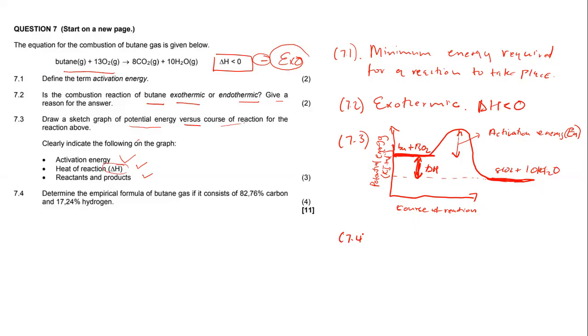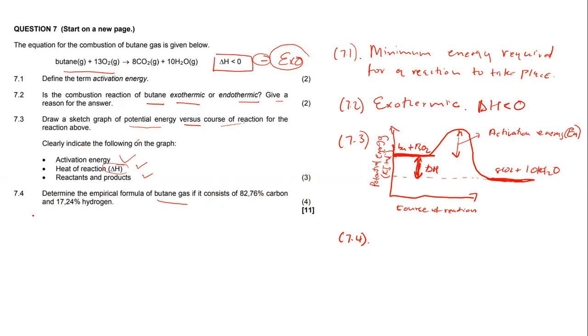Last question, 7.4. It says to us, determine the empirical formula of butane gas if it consists of 82.76% carbon and 17.24% hydrogen. I'm sure we are all familiar with this. So for 4 marks, you can't afford to lose these marks. To determine the empirical formula, we are most definitely going to divide this percentage, for sure it's percentage by mass, by the molecular weight.